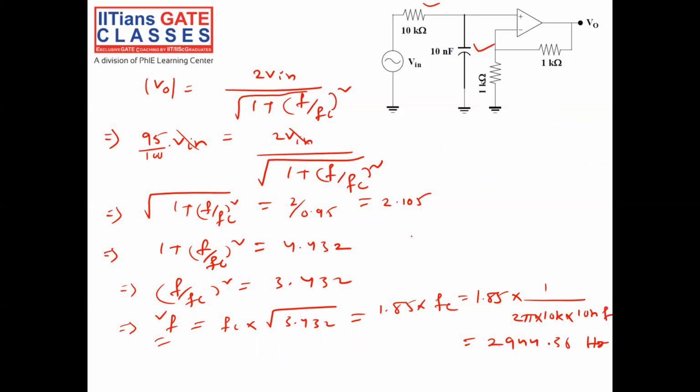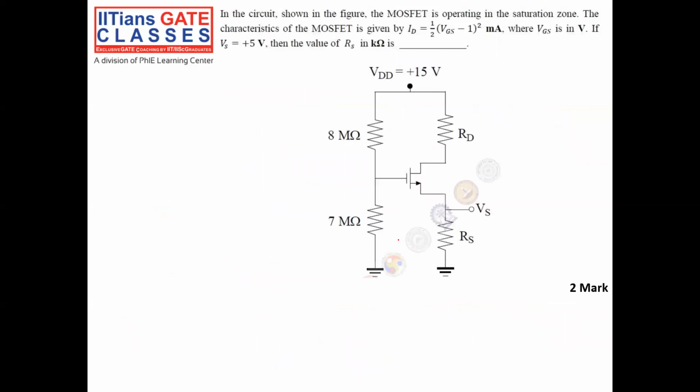Let us see the next question. In the circuit shown in the figure, the MOSFET is operating in saturation region. The characteristic of the MOSFET is given by ID is equal to half (VGS minus 1) whole square, where VGS is in volt and VS is 5 volt. What is the value of RS? It's a very easy question.